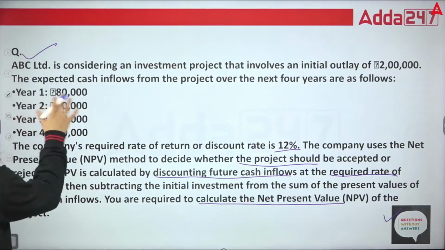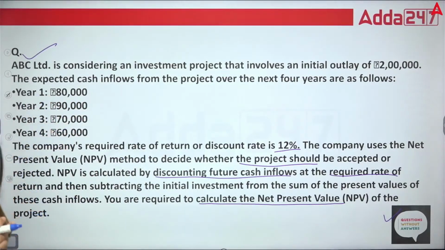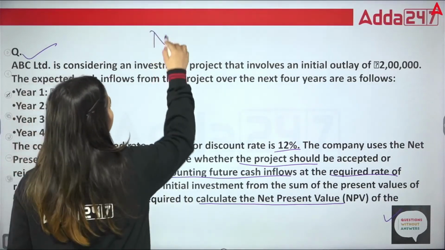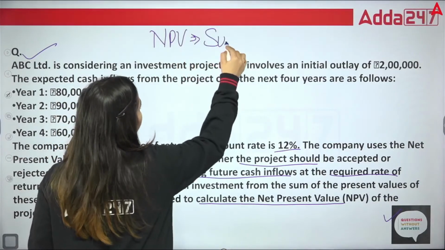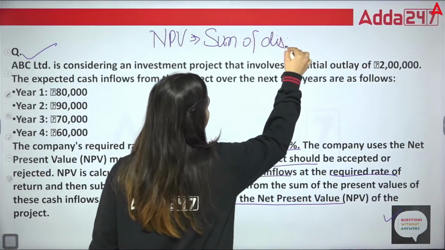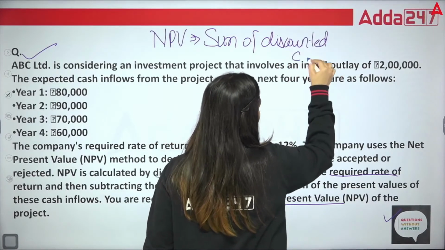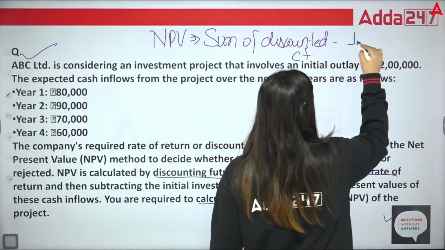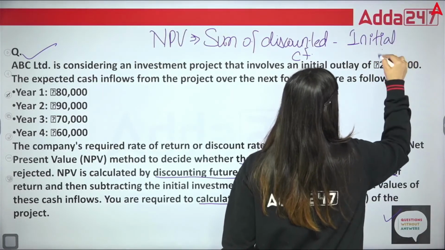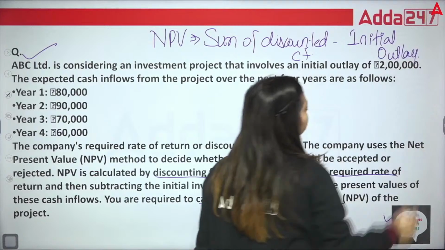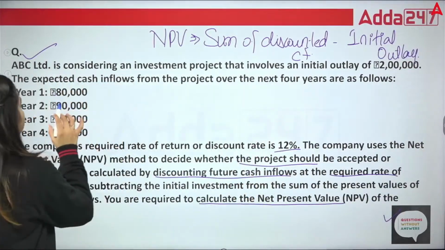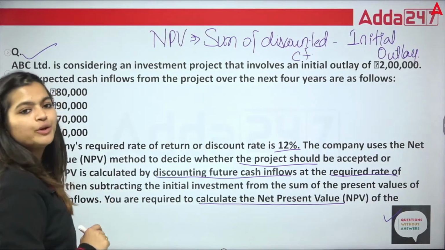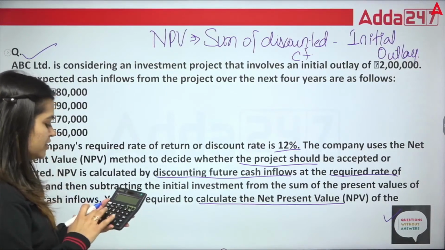As you can see, here are a few cash flows: first year, second year, third year and fourth year. Firstly, for calculating the NPV, we require the sum of discounted cash flows minus the initial outlay. Correct? So firstly, we need to calculate the discounting factor of these future cash flows. For that, what rate are we going to use? That is 12%. So let's use this 12% rate.